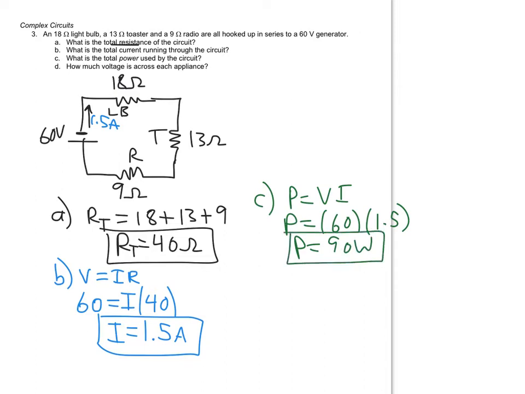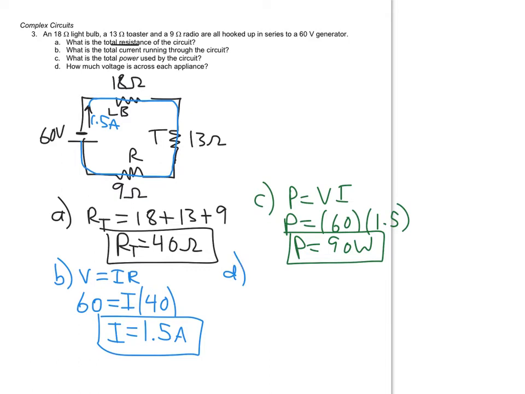And lastly, I want to know what the voltage is across each individual appliance. To do that, I'm going to consider the fact that this 1.5 amps is going to flow through each of these appliances, each resistor, or just treat them as resistors, because they're all connected in series. And when things are connected in series, they all get the same current.